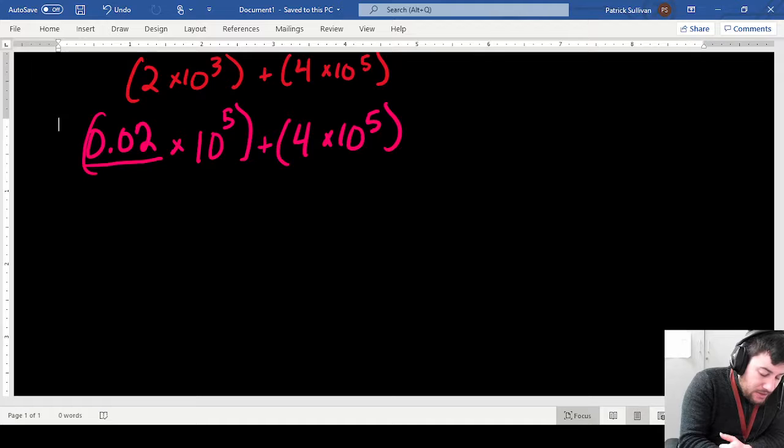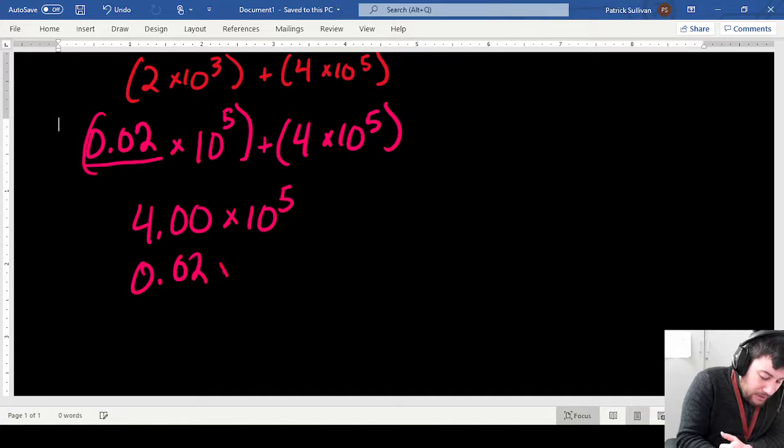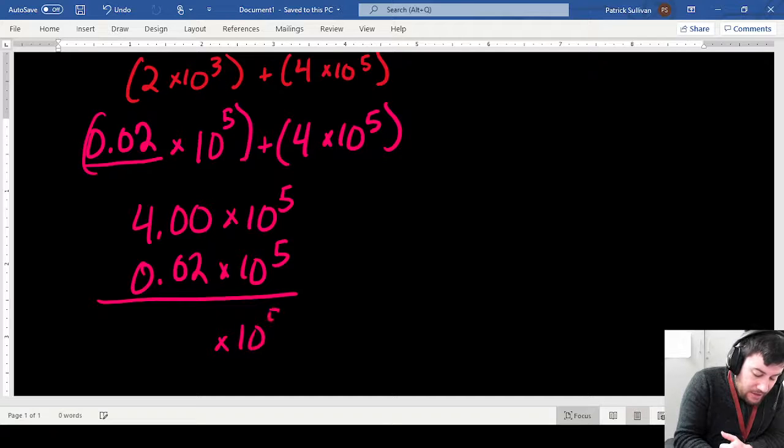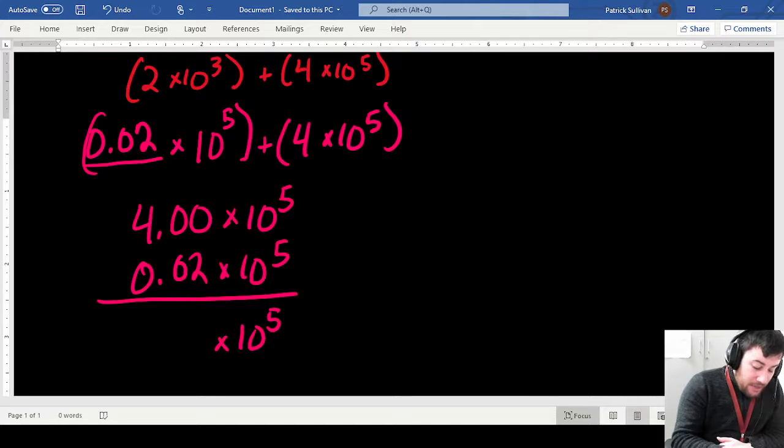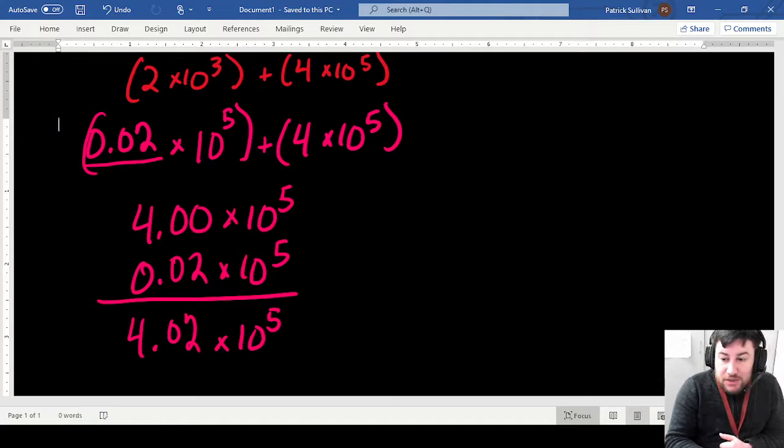Then at this point, all I need to do is add my lead values together. So 4 plus 0.02. The way I like to do this is line it up vertically, right? So then that way I don't make any mistakes when I'm adding. The 10 to the fifths, those stay the same. Again, all we're doing now is adding our lead values. So I'm going to get 4.02 times 10 raised to the fifth.